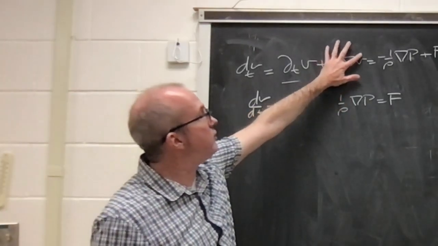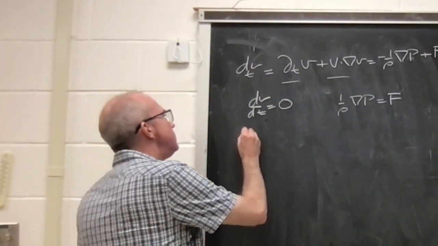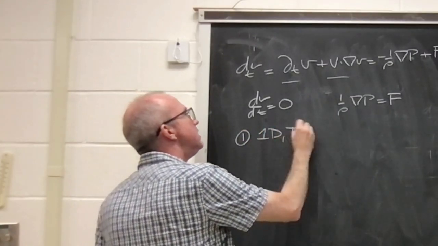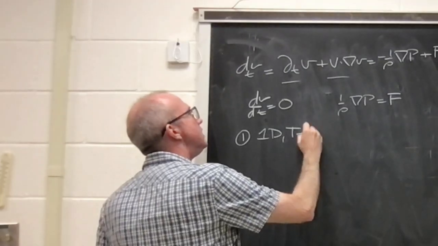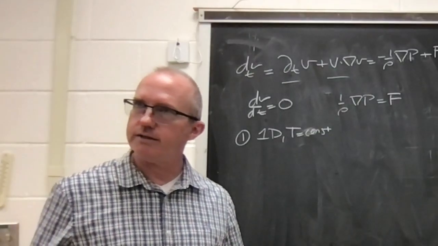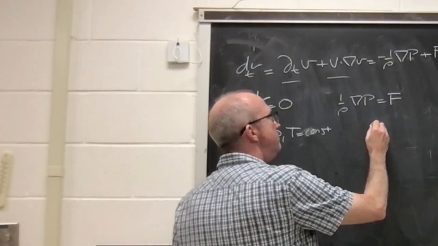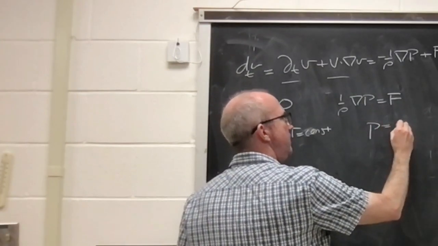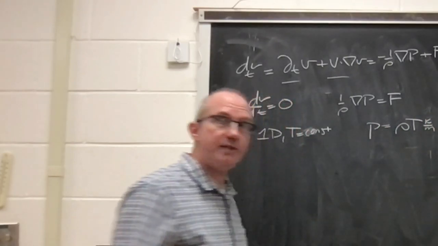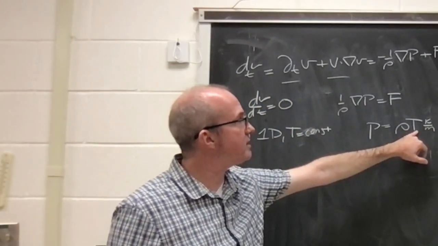Which throws out all of the interesting stuff, but that's all right. We get an interesting solution. So the first thing that we want to do is the dumbest thing possible, and that's just a 1D constant temperature situation. If the temperature is constant, then I can say that P equals rho T times K over M, if it's an ideal gas.